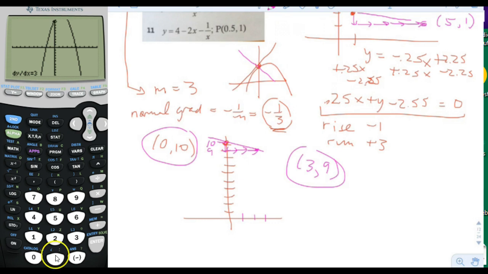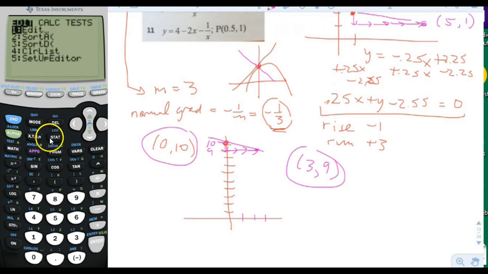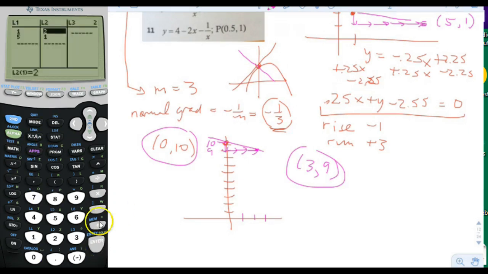Now we're going to use lin reg, and we're going to find out the equation of the line that goes through both of these points. So we have (0, 10) and (3, 9).